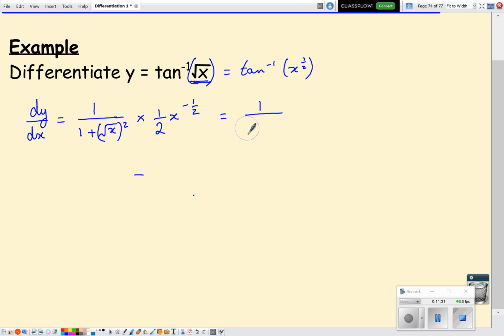Tidy up the first part, 1 over 1 plus x, that's easy enough, times 1 over 2 root x. Positive powers always are better. Positive powers and root signs, really. So, finishing it off, just combine the denominators there, that's going to be 1 over all of 2 root x, bracket 1 plus x. Job done.